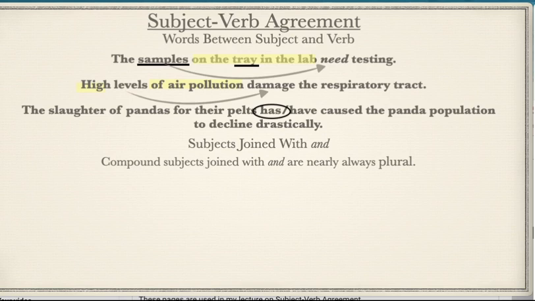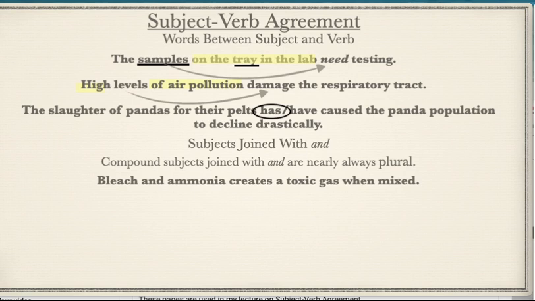But anyway, here's our example. Bleach and ammonia causes a toxic gas when mixed. Is this the correct subject-verb agreement? Well, once again, what we do is find our subject to determine that, right? Is it bleach? Is it ammonia? Is it both? Yes, it's both. And since we have two simple subjects combined with the word and, this is a compound subject, bleach and ammonia.